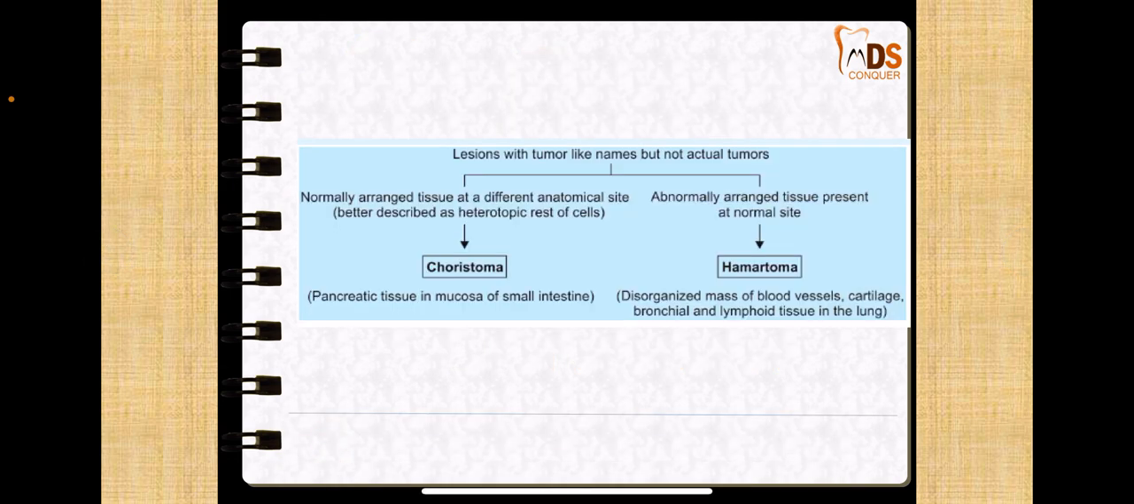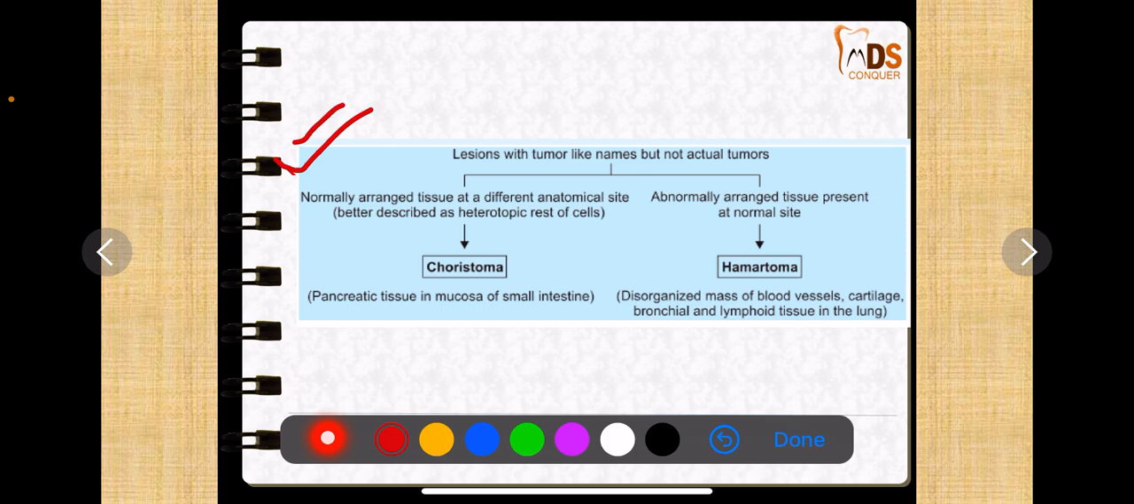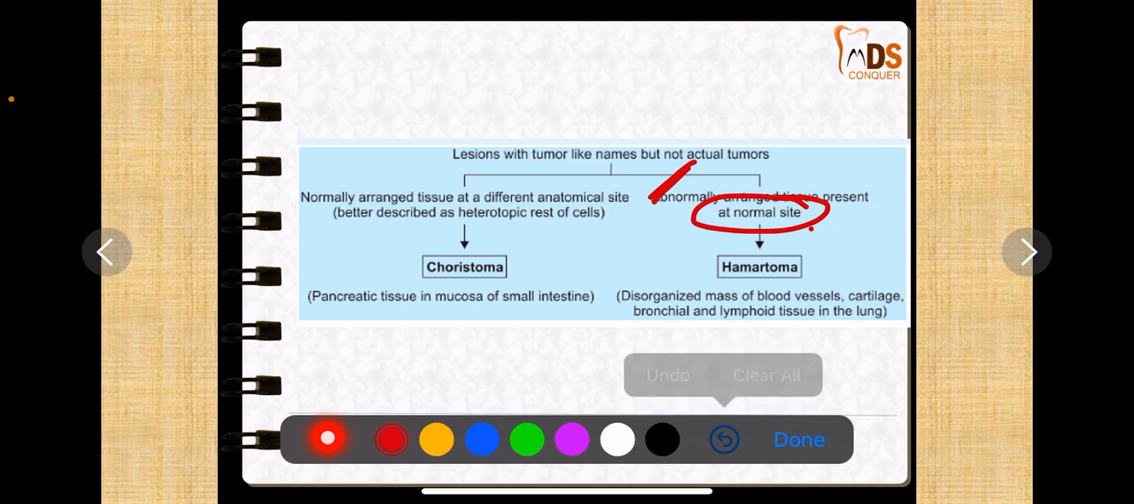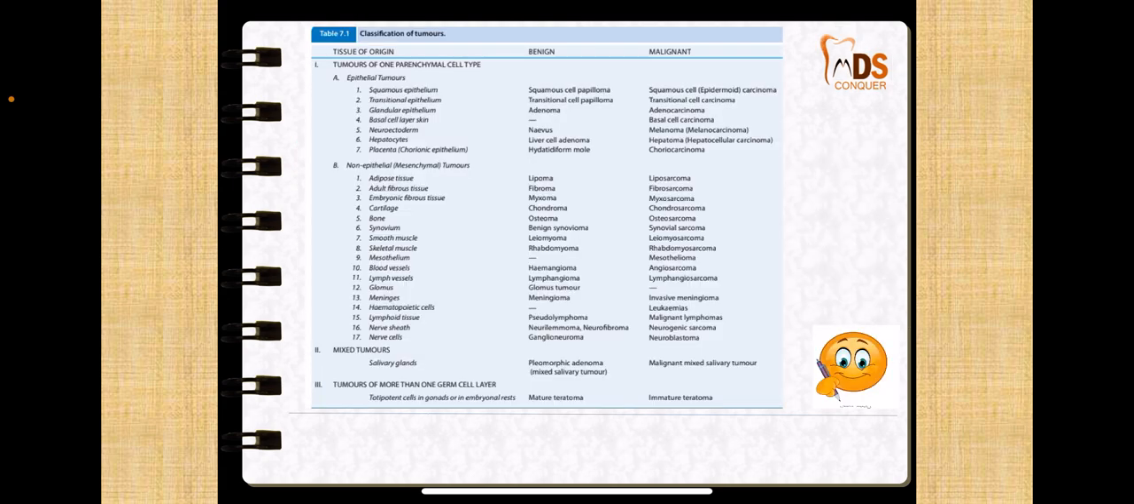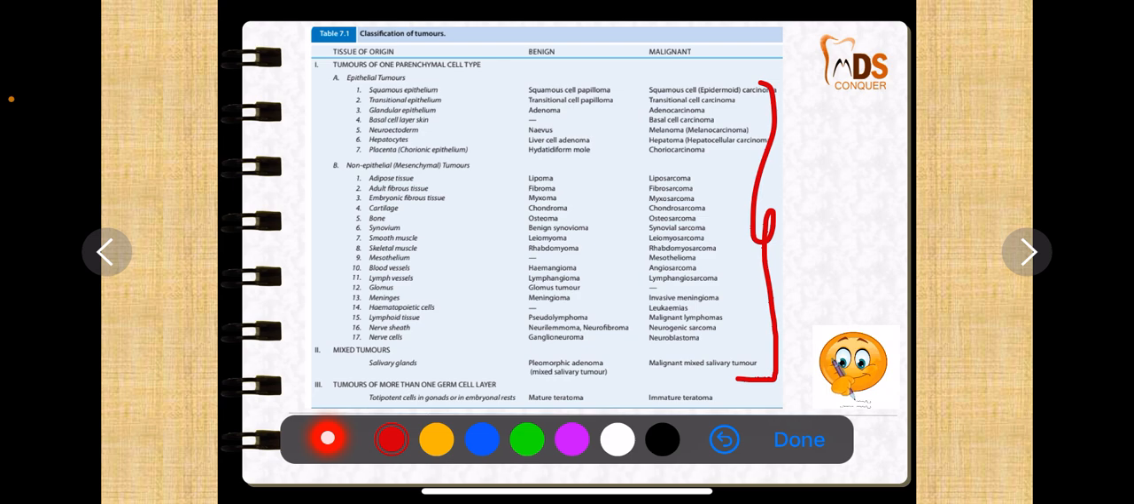Okay, so again very important, and many times they have asked the differences between choristoma and hamartoma. Normally arranged tissue at a different anatomical site is choristoma, whereas abnormally arranged tissue in a normal site is hamartoma. So just look at the difference and note it down. This is something you have already gone through, so just give a very quick glance.